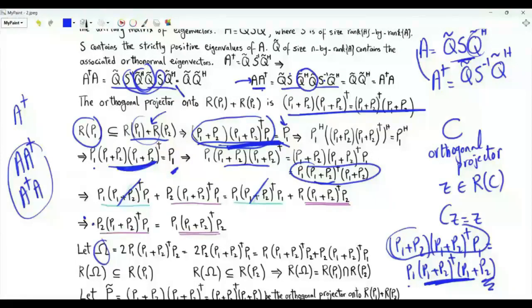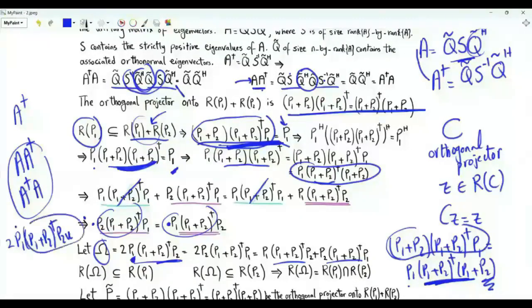Define matrix omega as double this matrix, which is equal to double that one. We can also write omega as the sum of this matrix and that one. From here, the range of omega is a subset of the range of P1. Any vector in the range of omega can be written as 2 P1 times (P1 plus P2) dagger P2 times some vector U. This is P1 times some vector. The range of omega is a subset of the range of P1. From here, it is also a subset of the range of P2. This means that the range of omega is a subset of the intersection of these two subspaces.